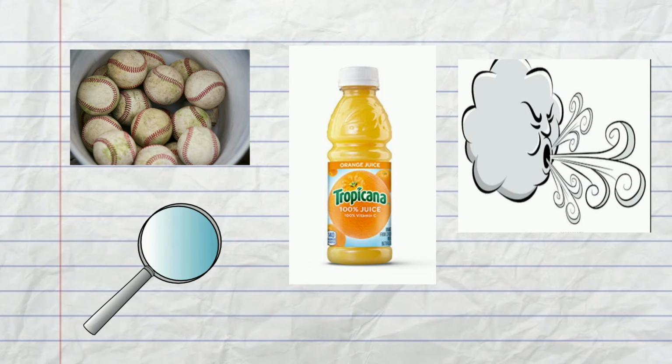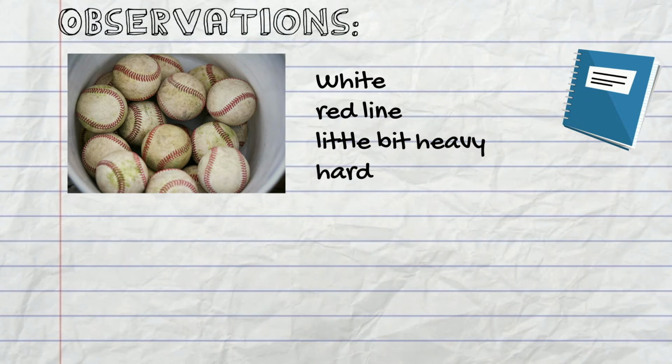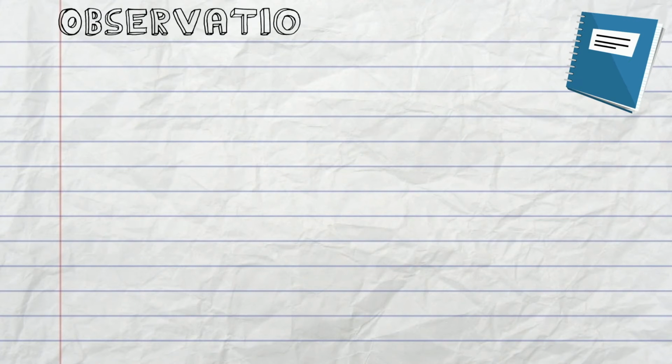Welcome back. Well, let's first start with the baseball. It is white, it has a red line around it, it's a bit heavy, and it's hard. Now let's look at the juice. You drink this at school, right? You drink it when you're having breakfast, when you're having lunch. So, what do we observe?